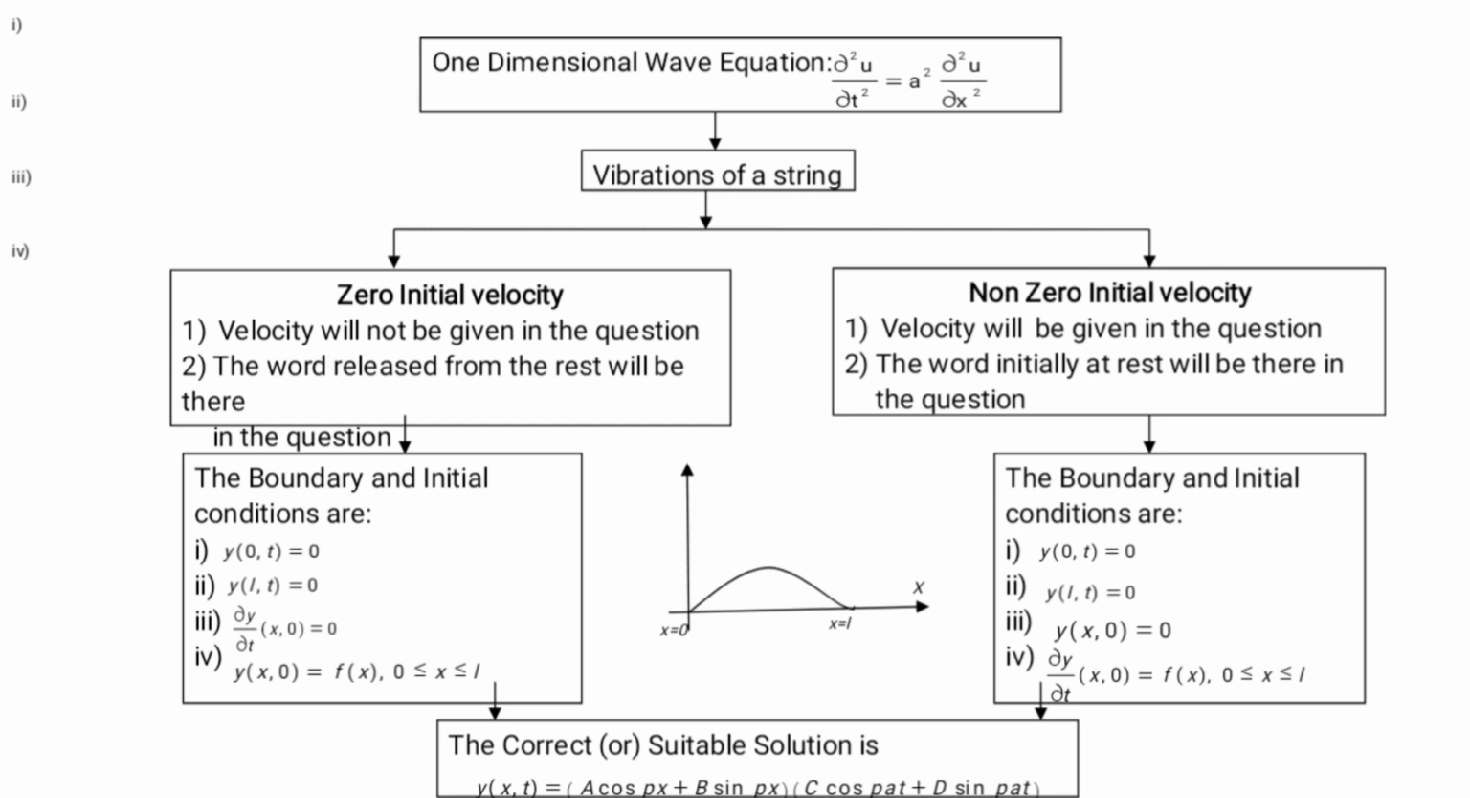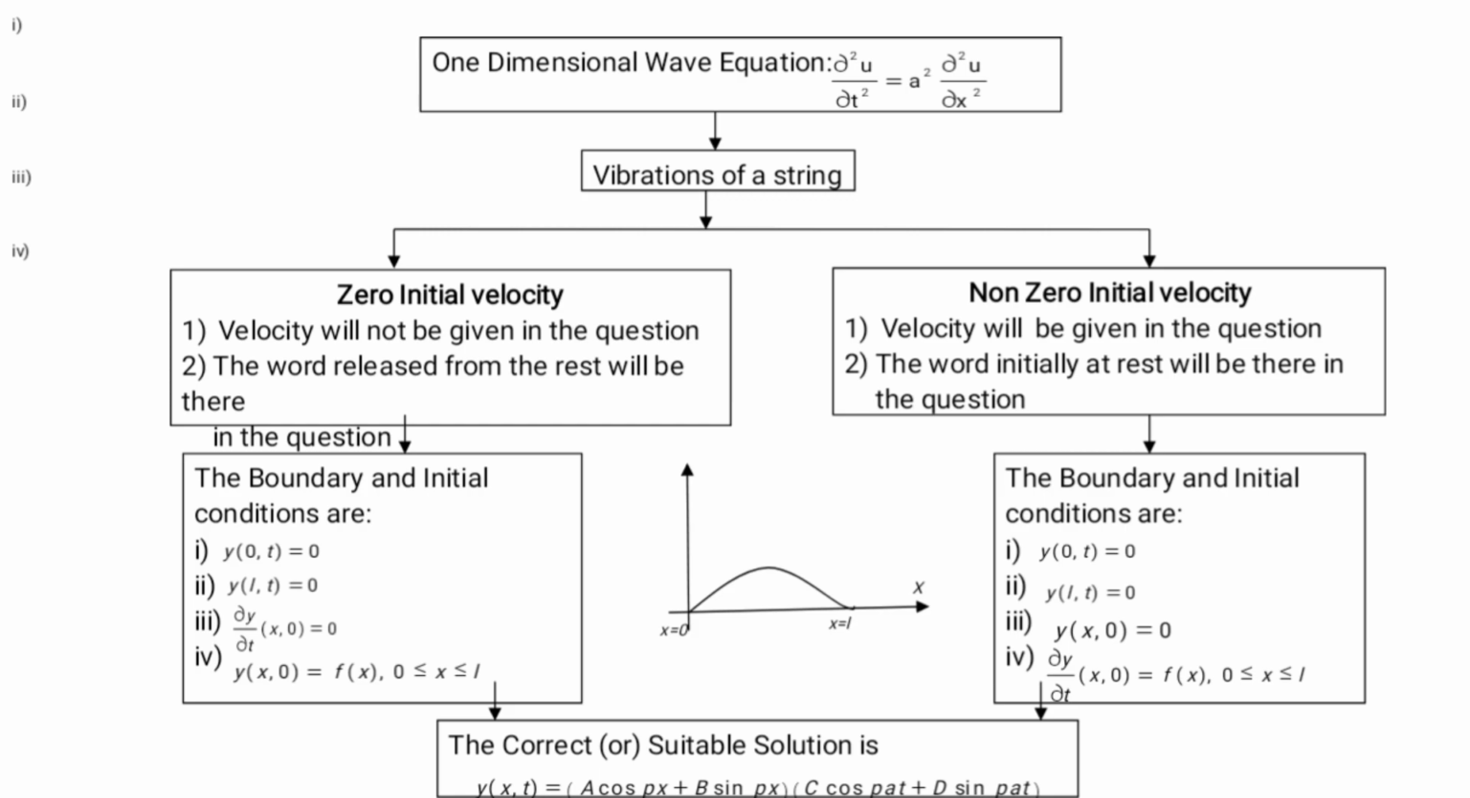So there are two important things. If velocity is not given, then use zero initial velocity. Suppose the string is released from the rest position, then we follow zero initial velocity. Suppose for non-zero initial velocity, the velocity will be given, or the string is initially at rest. Zero initial velocity is released from the rest. Here non-zero initial velocity is initially at rest. Then follow non-zero initial velocity.